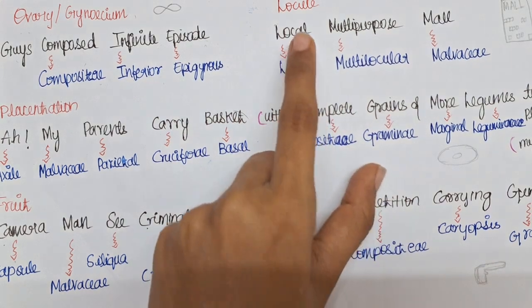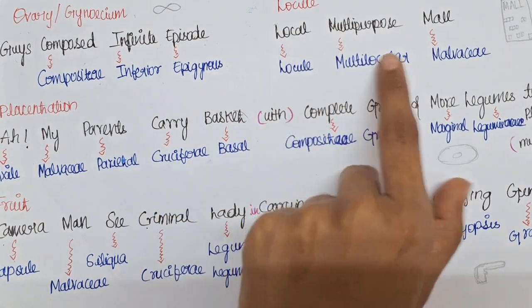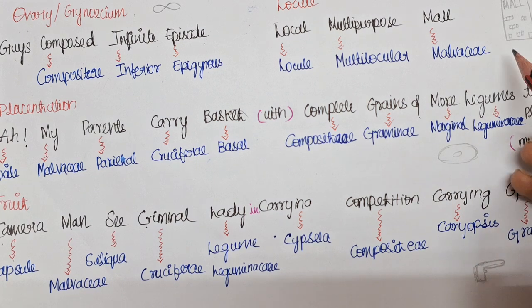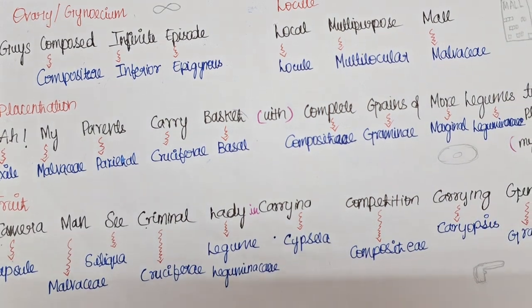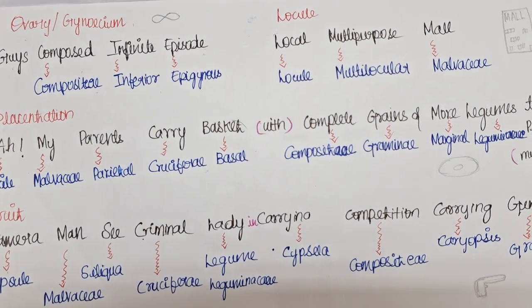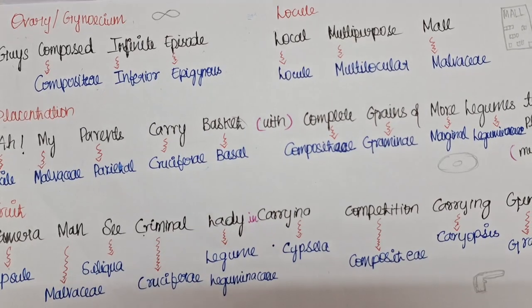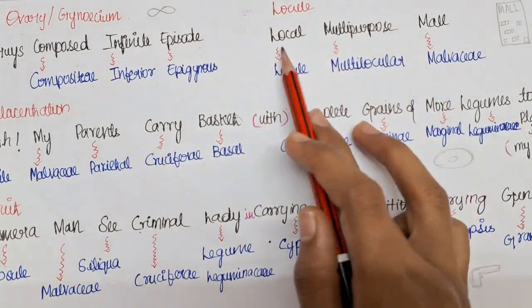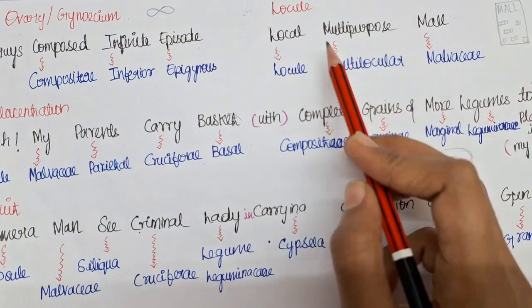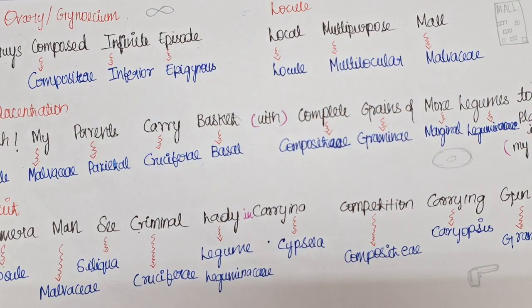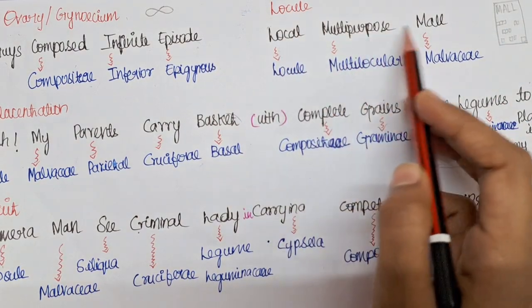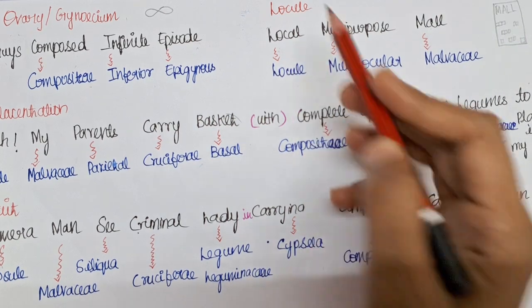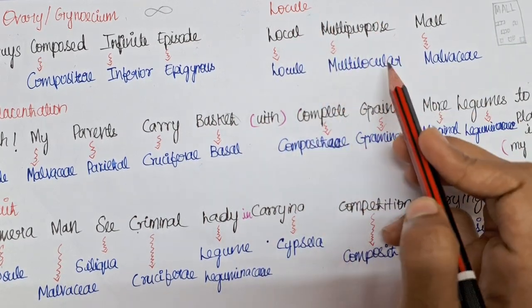Okay, now we will see about locule. Okay, local multi-purpose mall. So in your local area there is one mall. Okay, in that mall you have all the things whatever you need, starting from grocery, dress, shoes, slippers, whatever you want. Okay, so that is local. In your local there is a mall that is having multi-purpose. Okay, it has all the things that you need. So local multi-purpose mall. Local is for your locule, multi-purpose means multilocular.